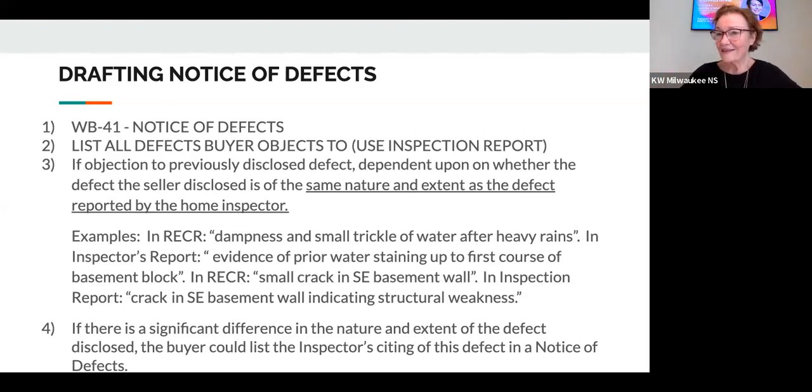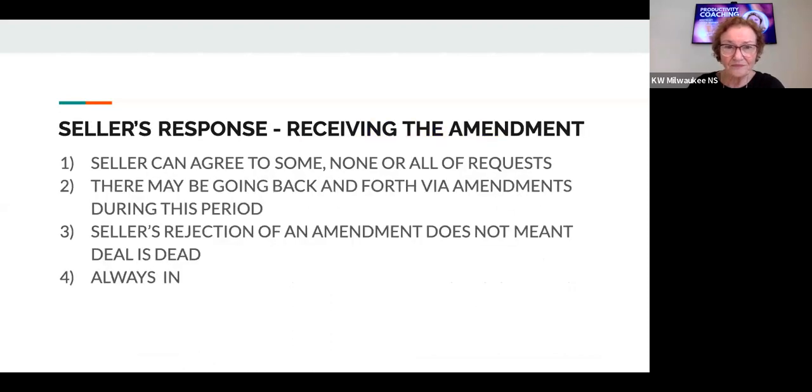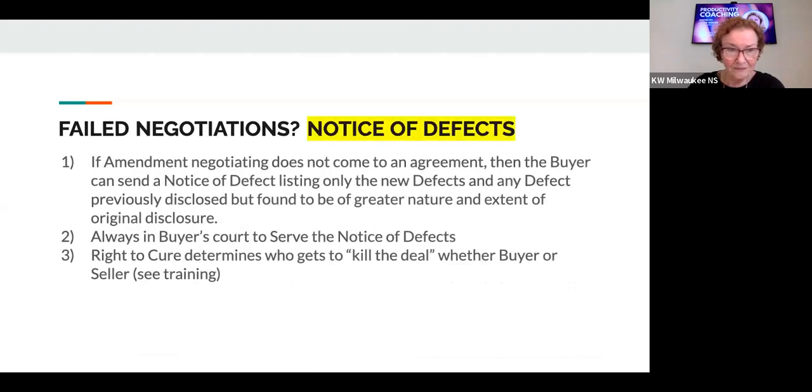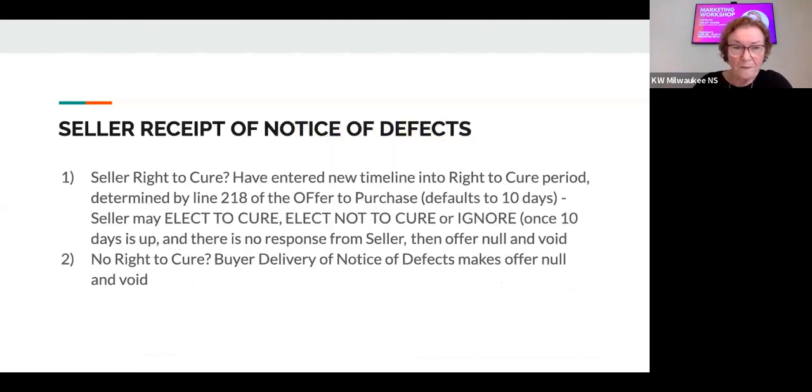Say the record says small crack in the basement wall, and the inspection report says crack in basement wall indicating structural weakness. The nature and the extent is much greater, so it can be used as a defect. If it is the same nature and extent as disclosed in the record, it cannot be used as a defect, unless you cross out lines 1 and 2.